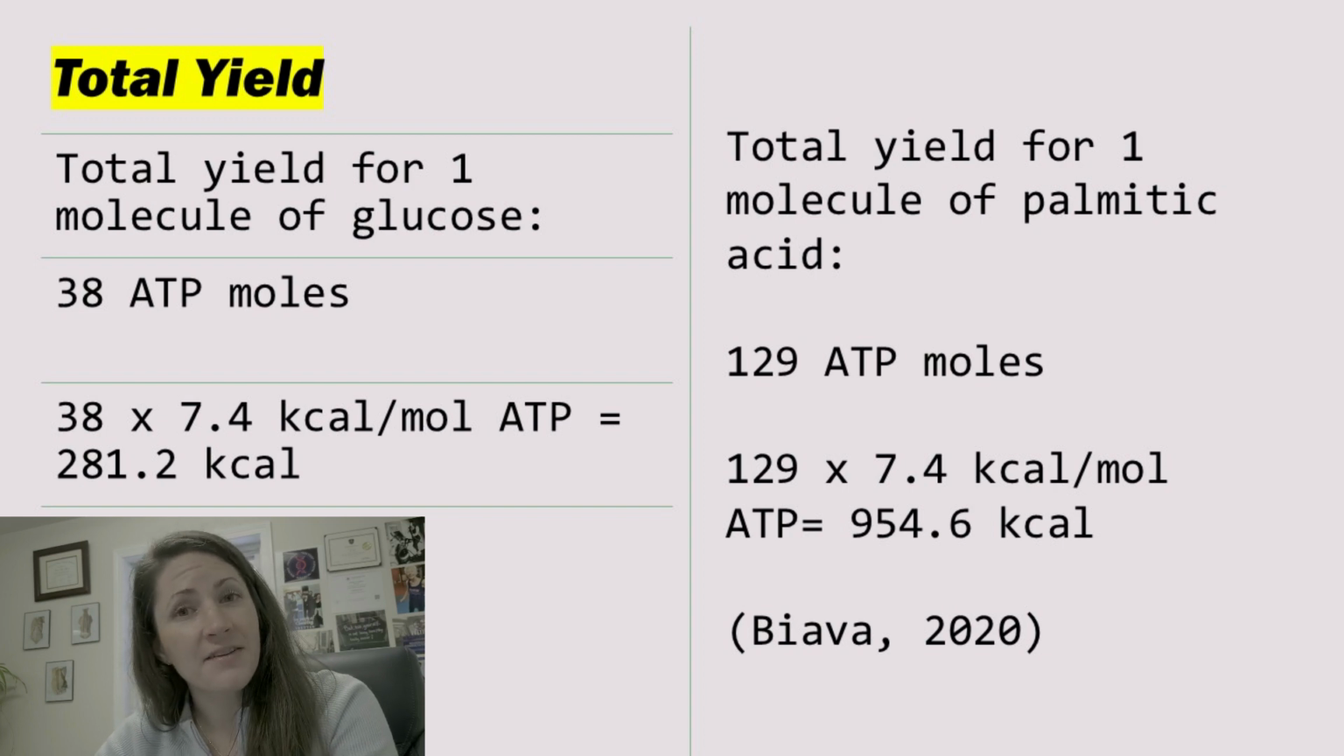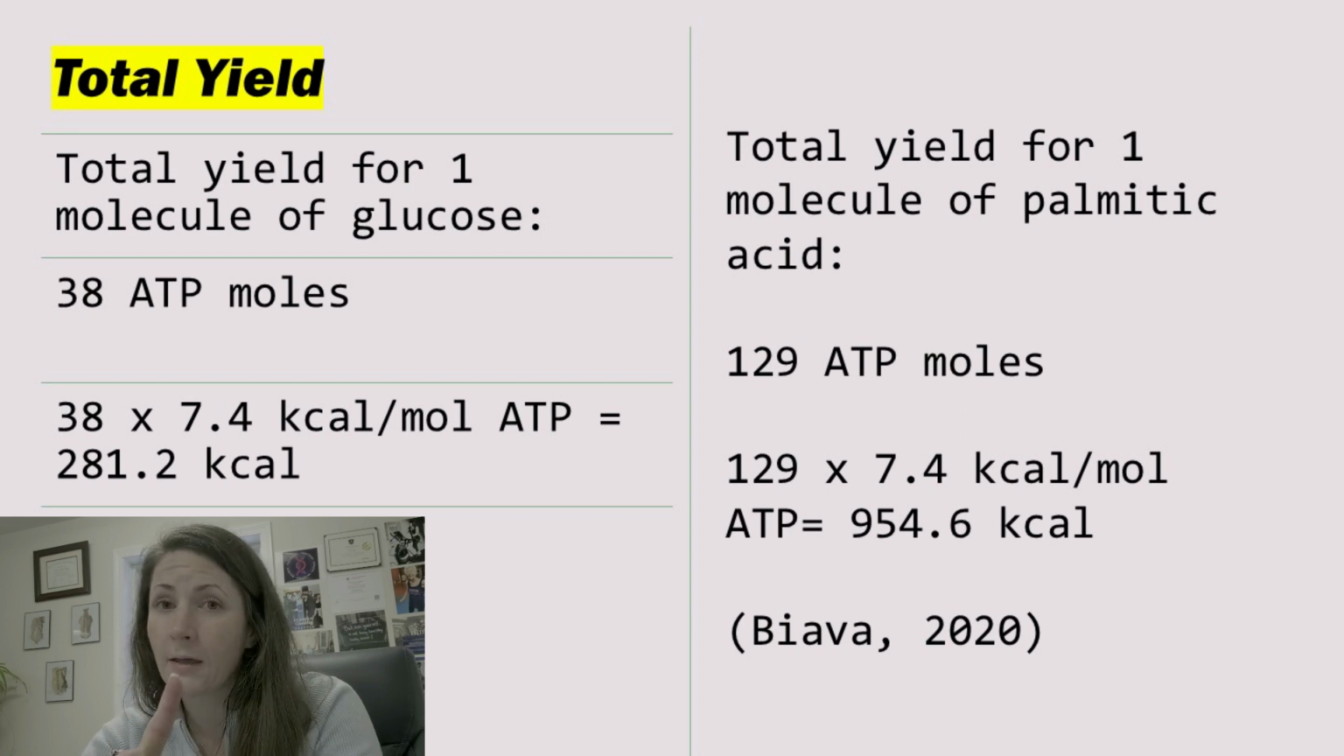For fatty acid oxidation, from that palmitic acid, we're going to get a grand total of 129 ATP moles. That is a huge difference, almost 100 more ATP moles from fatty acid oxidation. If we multiply that 129 by 7.4 kcals per mole of ATP, we're going to get a grand total of 954.6 kcals for just one molecule of palmitic acid.